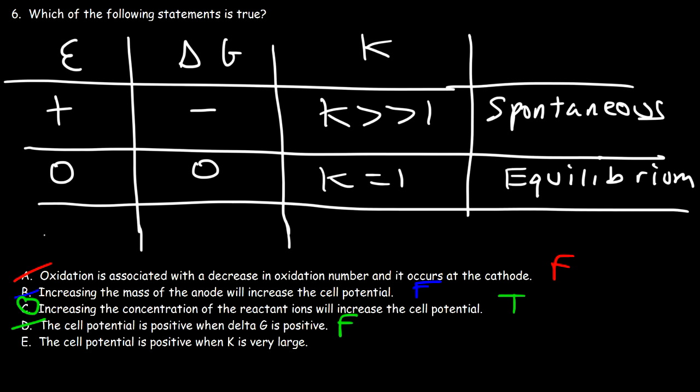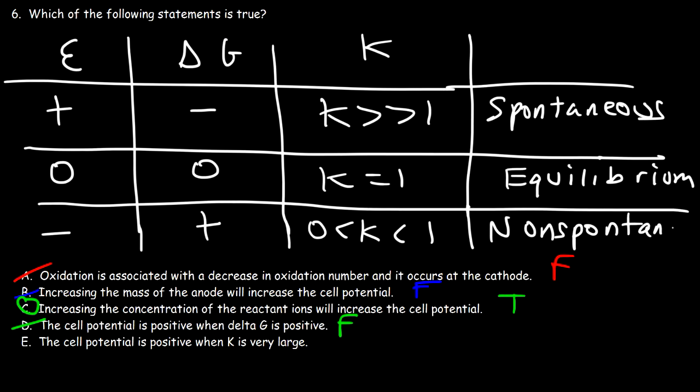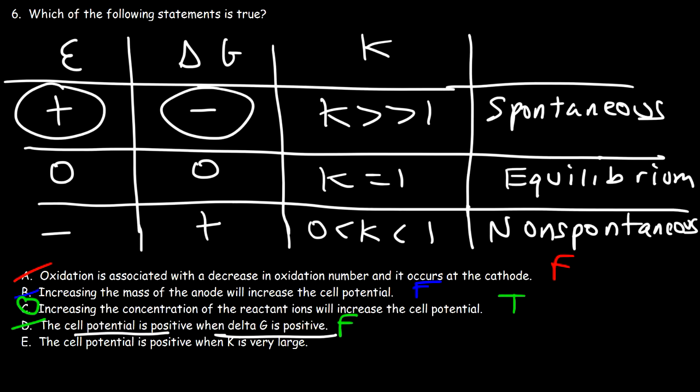If the cell potential is negative, delta G will be positive. K is going to be less than 1, but K is never negative, so K is going to be between 0 and 1. So K is small. And so this is going to be a non-spontaneous process in the forward direction. So thus we can see why D is a false statement. The cell potential is positive when delta G is positive. That's not true. The cell potential is positive when delta G is negative.